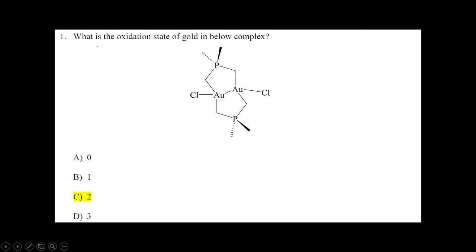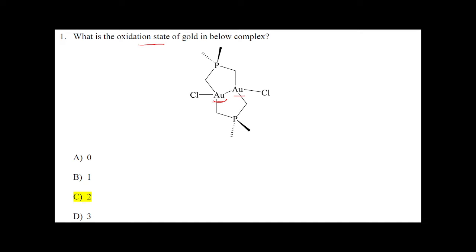So the question is, what is the oxidation state of gold in the below complex? In this complex we have to figure out the oxidation state of the Au metal, that is gold. Now we have two metals basically, but you can observe that the environment of these two metals is pretty much the same. Each and every ligand attached to these two metals has the same connectivity pattern.